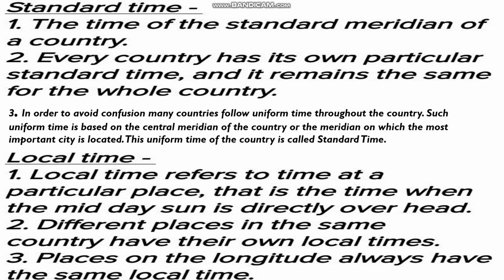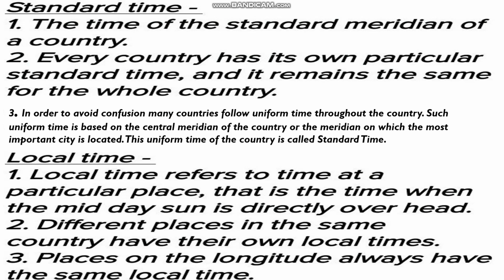Such uniform time is based on the central meridian of the country or the meridian on which the most important city is located. And this uniform time of the country is called standard time. It is especially to avoid confusion. For example, in the last class we discussed the trains. A train starts at its origin and has to reach its destination in different places of a country. So if you are following different local times in different places, it creates confusion. In order to avoid that confusion, we follow the standard time.